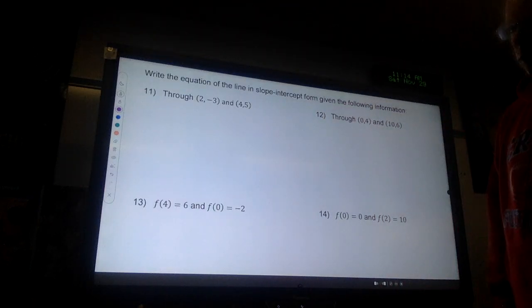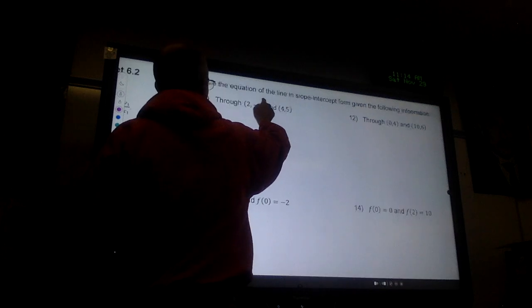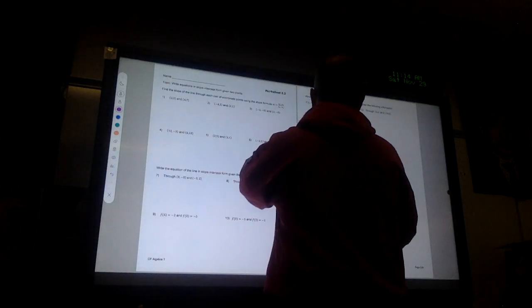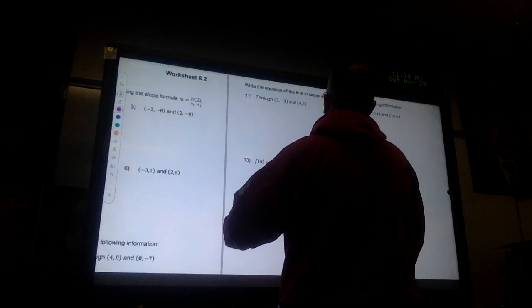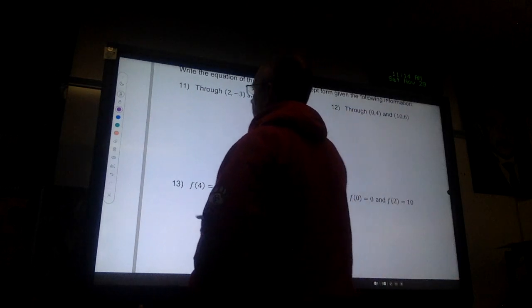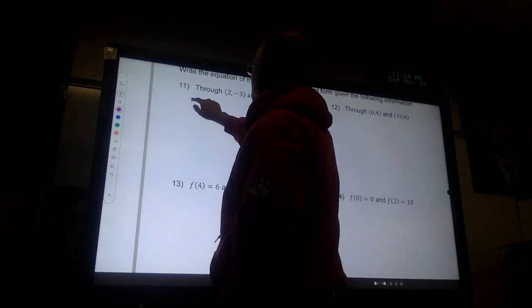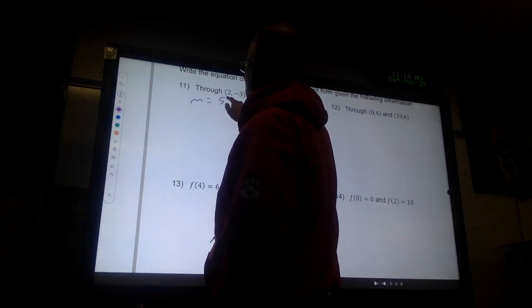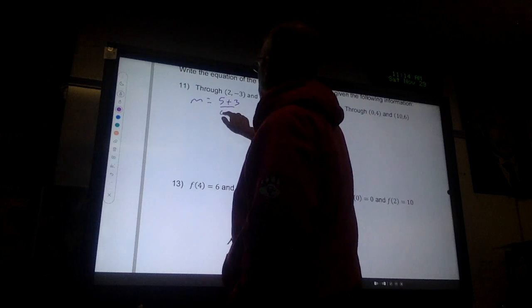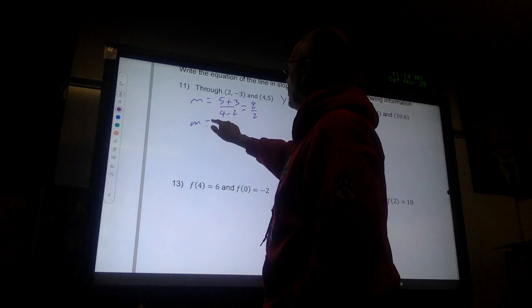We want to write these in slope-intercept form, so that's y equals mx plus b. So we want to find the slope first. I'm going to get 5 minus 3, 5 plus 3, 4 minus 2. That's going to give me 8 over 2, which is 4.